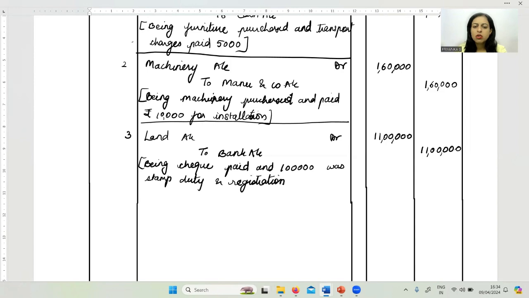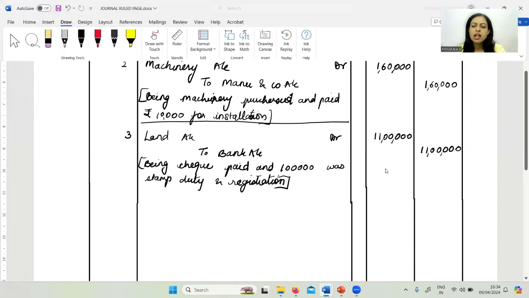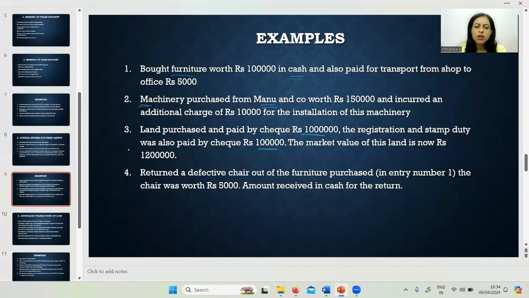Correct. So asset value is recorded at 11 lakhs and not 12 lakhs. So this 12 lakhs has no meaning because it is market value of the land. We are interested in the cost price, the amount which we have paid. So hope that's clear. So 10 lakhs plus 1 lakh we have written and the transaction is closed.